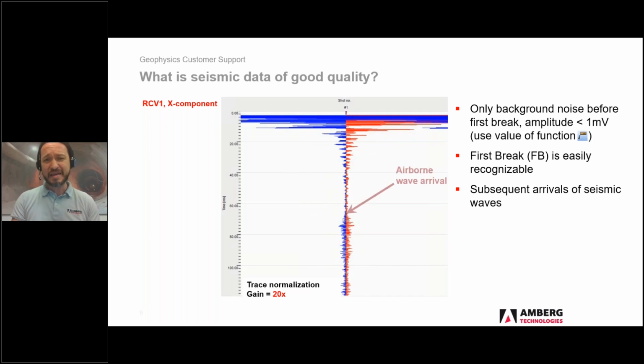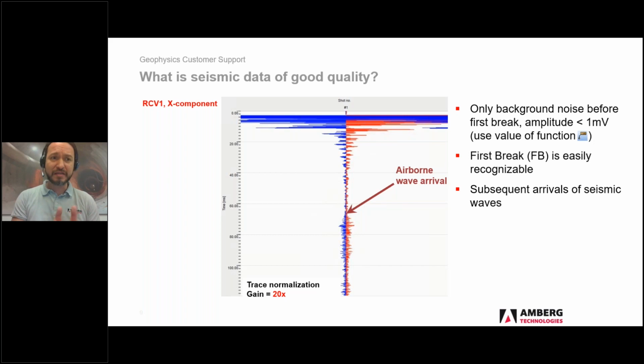What we can see here now is the arrival of the airborne wave. In most of the cases, we will see this arrival. We are now in receiver 1. In this case, this receiver was installed in the same tunnel wall as the shot line.